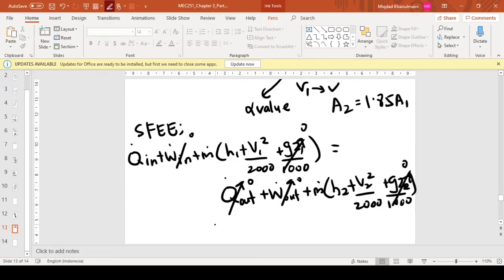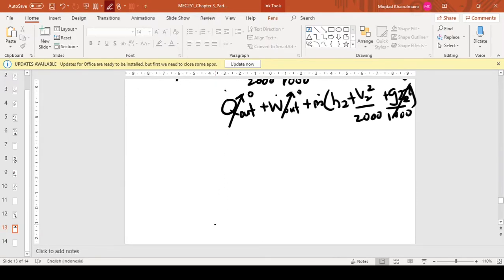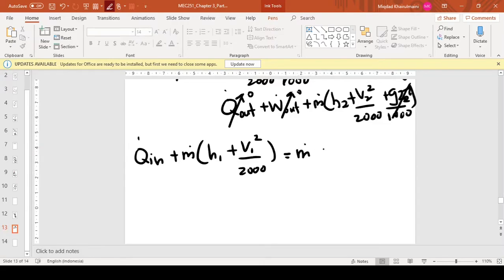We have also assumed that the potential energies can be neglected. So what we have remaining is, on the left hand side, Q in plus m dot times H1 plus the kinetic energy, and on the right hand side, m dot times enthalpy and also the kinetic energy.